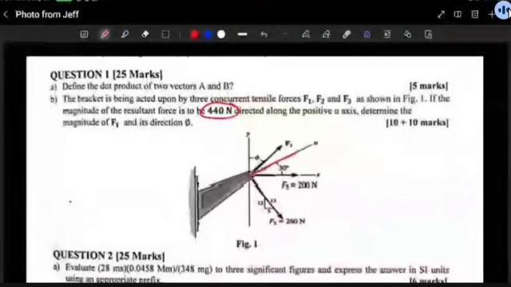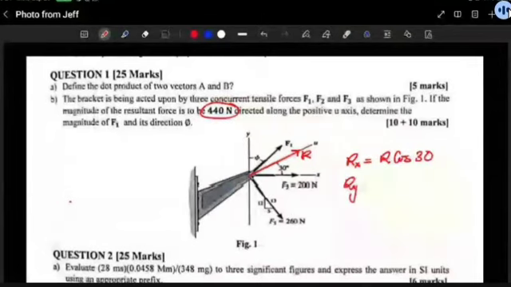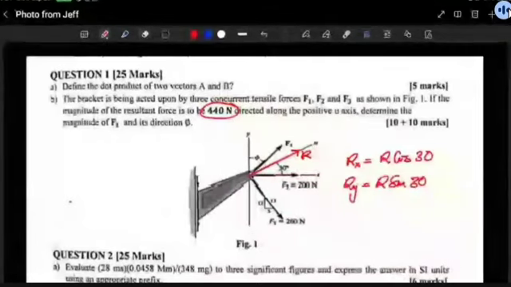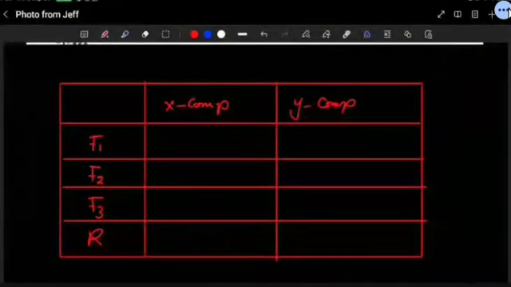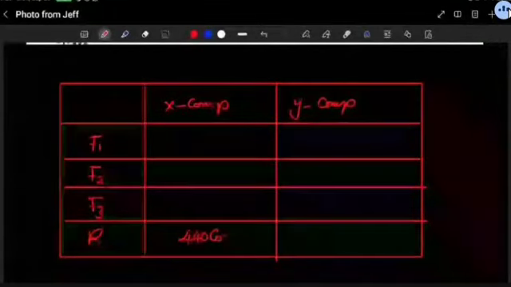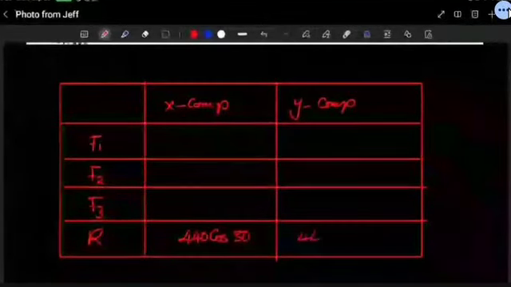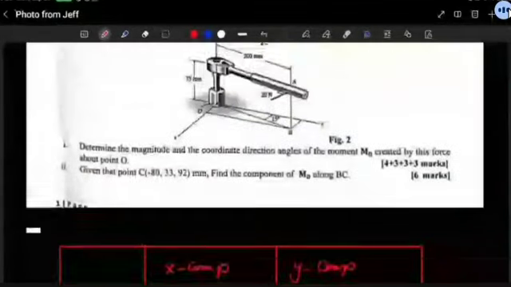What does this mean? I can start looking at the u-axis as my resultant force, the fourth vector to accommodate the resultant force R. This means that I can already get the x component of the resultant. It will be the resultant itself times cos theta, cos 30 in this case. And the y component of the resultant will be the resultant itself times sin 30. Observe that the y component will be going up and the x component going to the right, so they will both be positive. I don't have to worry about sign. So for the resultant, I have 440 cos 30 and 440 sin 30.